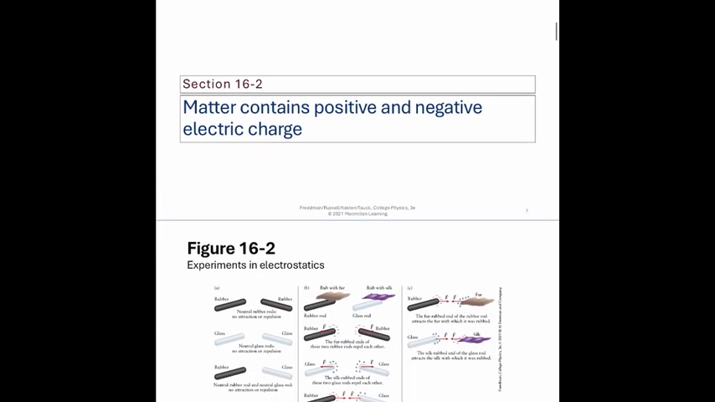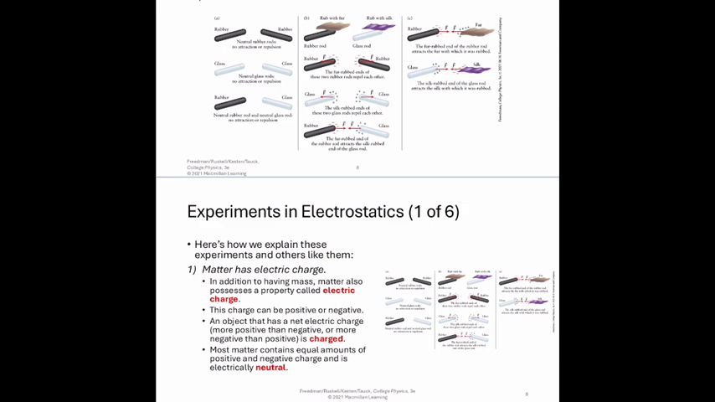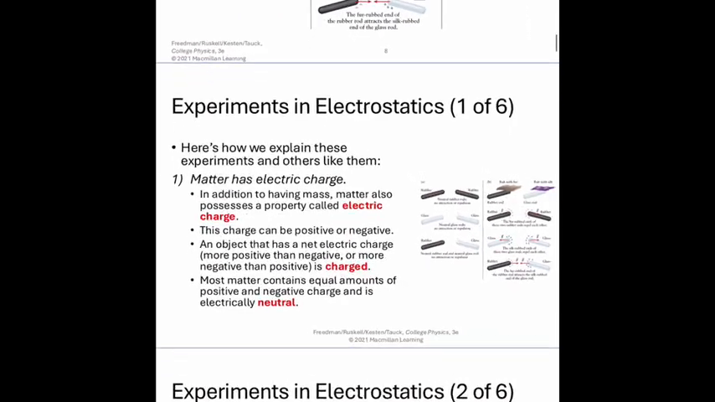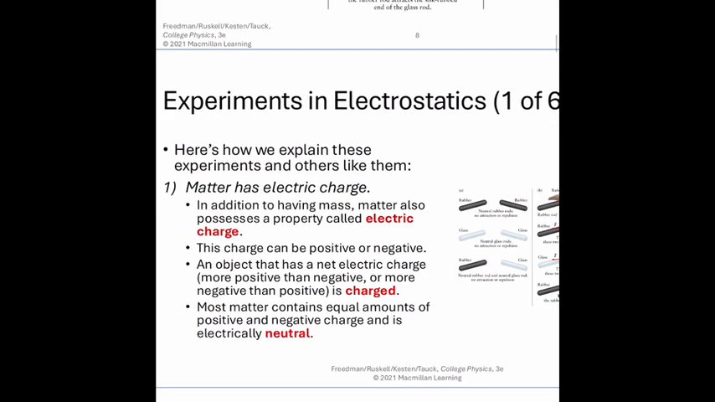Okay, and so the first thing we're going to talk about is this property called electric charge, okay? So matter, things that contain mass, things that we can touch and hold, they have a property called electric charge. So in addition to mass, there's another property, it's called electric charge. And electric charge can be positive or negative. We're going to go back to figure 16.2. So electric charge can be positive or negative, okay?